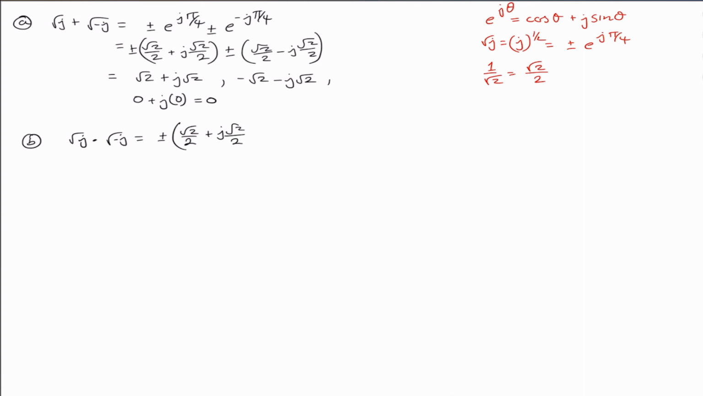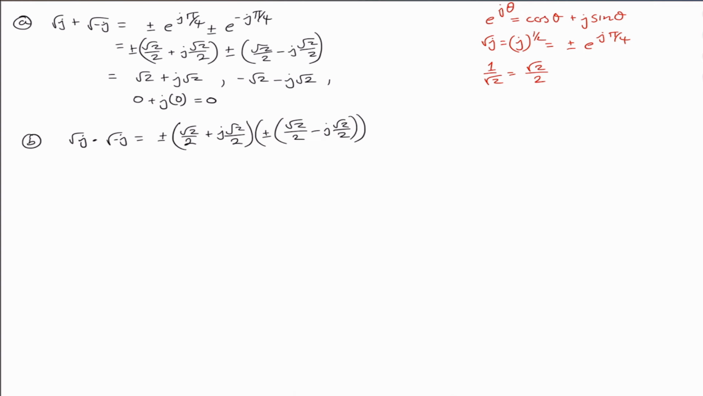Positive square root of 2 divided by 2 times plus or minus, another parenthesis. Same thing, only this time we change our j, because within the positive square root we have a minus j. So that changes to minus j. And that's what we have for that.